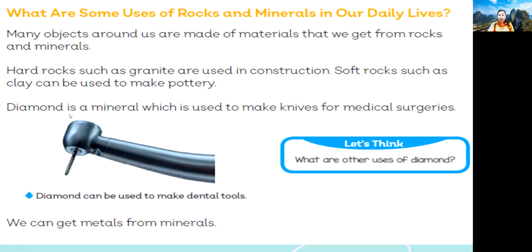And also diamond is a mineral. Remember, minerals came from rocks. Diamond is used to make knives for medical surgeries, and also to make dental tools. So we can get metals from minerals. Minerals came from rocks, so therefore metals came from rocks. And all those minerals like diamonds and sapphire, those stones, are from rocks.